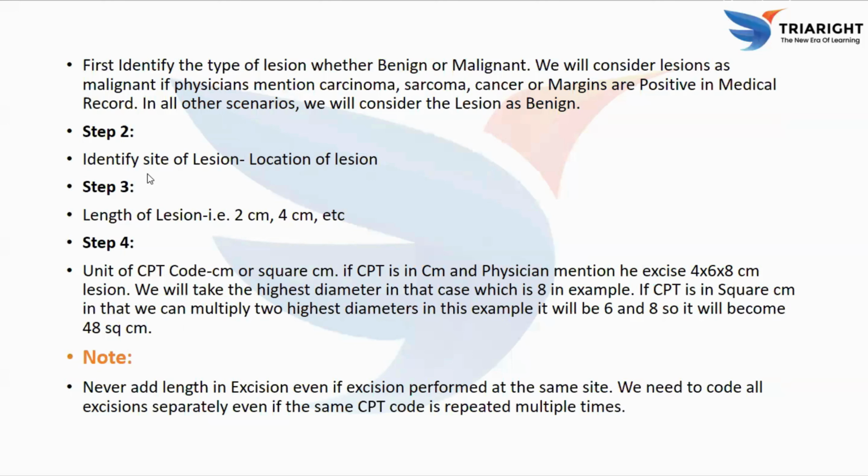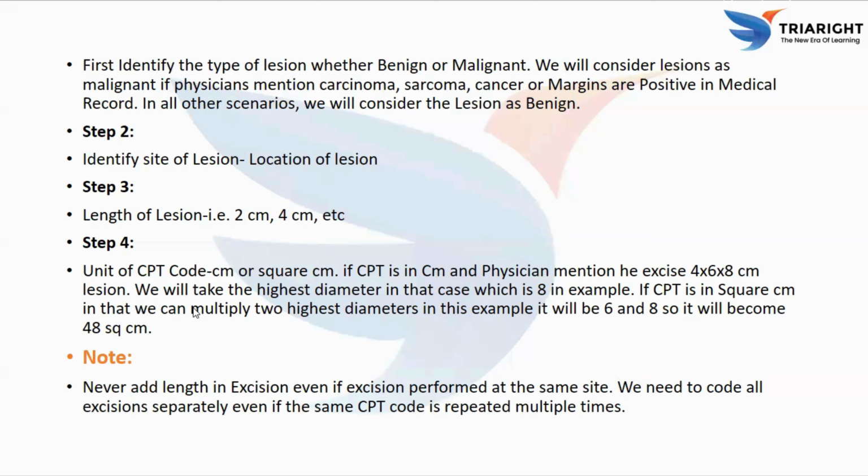And step 2, identify the site or location. Location decides which CPT code range to use. The common locations are trunk, chest, back, abdomen, arms, legs, face, scalp, neck, and also hands or feet. Step 3, identify the size of the lesion. The physician may document 2 cm, 4 cm, 1.2 cm or 4 x 6 x 8 cm. For excision, we care about the greatest dimension unless square centimeter is required.